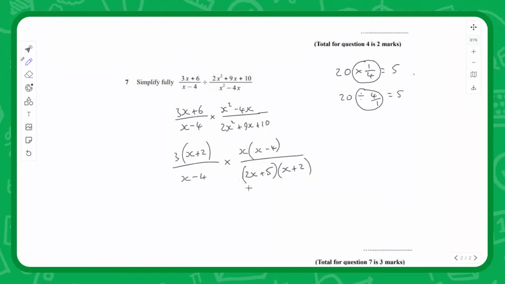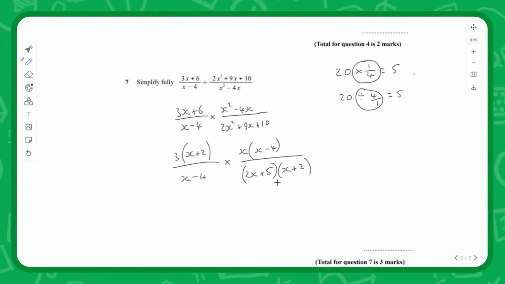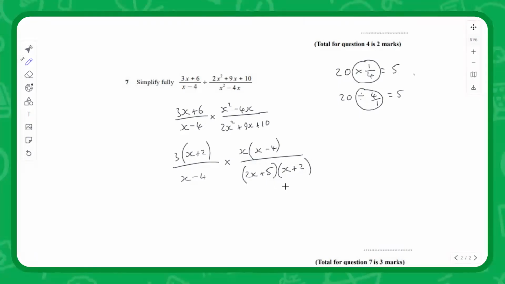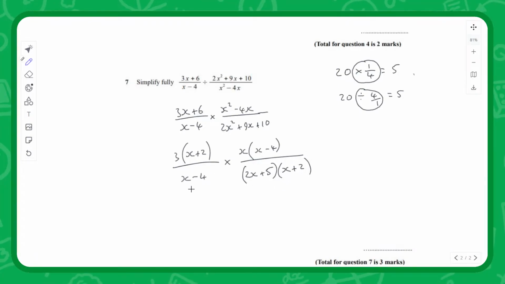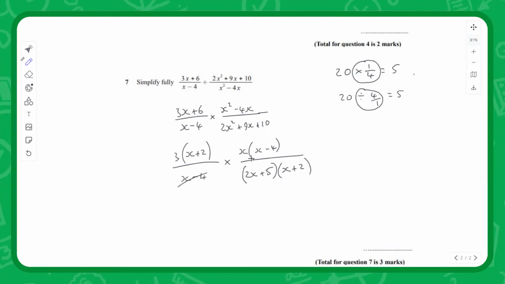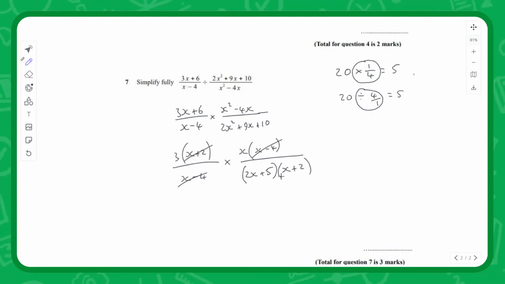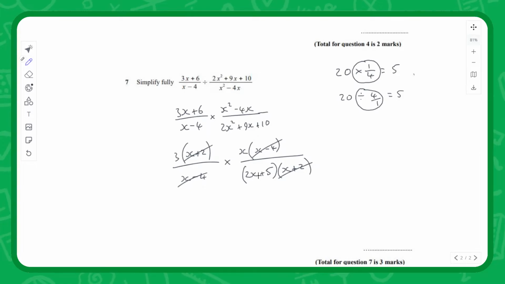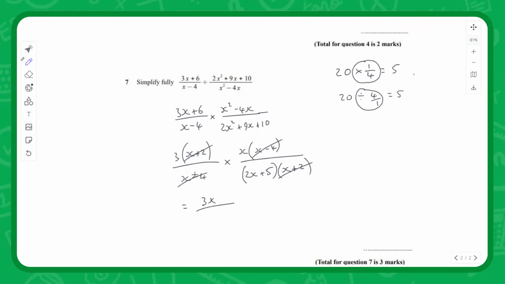And it all works out because I can double check: does 2 times 5 give me 10? Yes, it does. So I know that's going to be my factorized format. And I can now start cancelling some stuff, right? I've got x minus 4, x minus 4. I've got x plus 2, x plus 2. And so I end up with just top times top, bottom times bottom. I end up with 3x on the top, and I end up with just 1 times 2x plus 5 on the bottom. And that's my final answer.